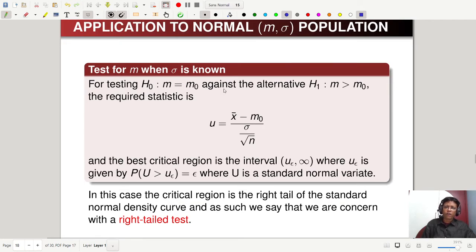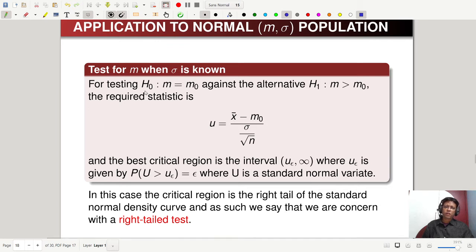So, for the first test, let us have an application to the normal M sigma population. Test for M when sigma is known. The sample may be large, or sigma is known. So let us have a test.